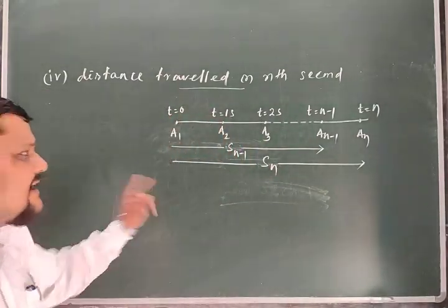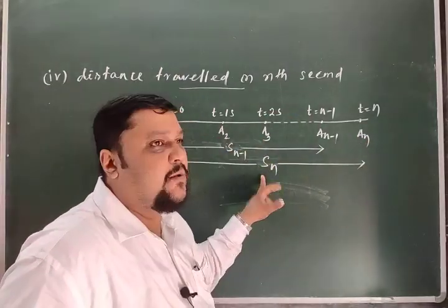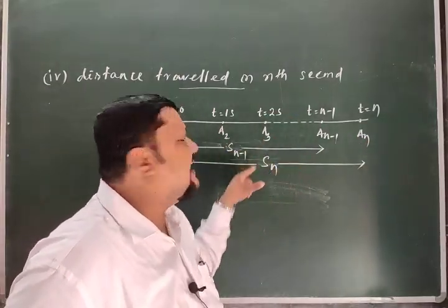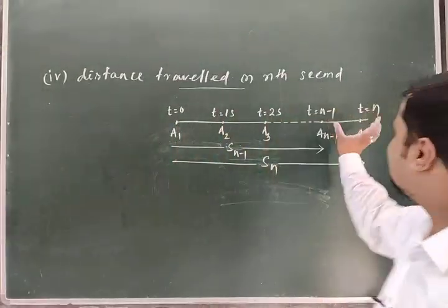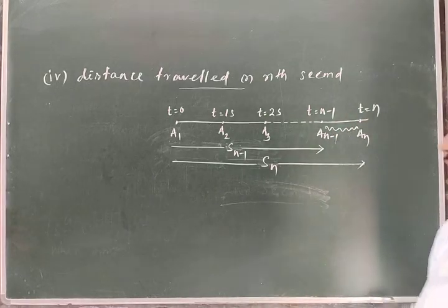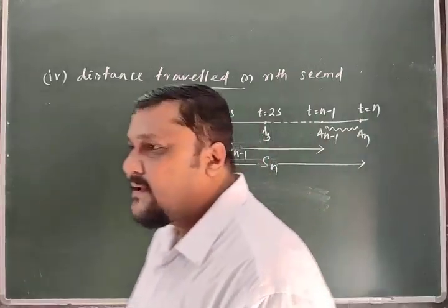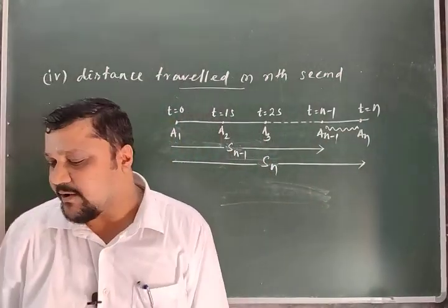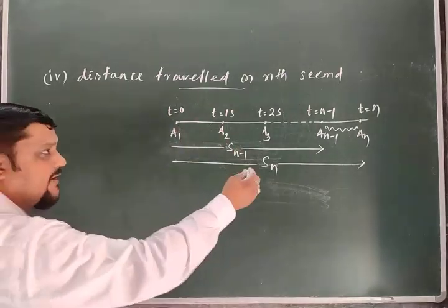So what is the distance traveled in n seconds? n seconds, Sn. What is the distance traveled in n minus 1 seconds? S n minus 1. Then what is the distance traveled in the nth second? This distance. Now I will find this distance. Clear? That is the concept. Clear? Are you getting it? Yes. Okay. Now, got it? So I will now find this one.